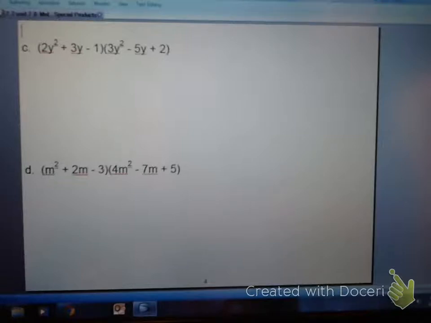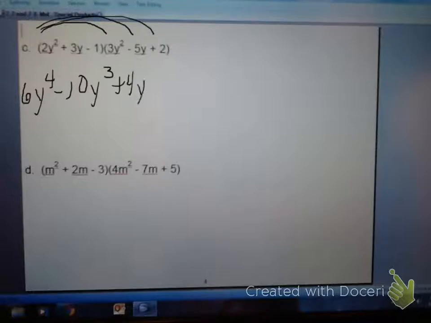In example C, it's a trinomial times a trinomial. So basically you're doing the distributive property 3 times. So you got to write real carefully. 2y squared times 3y squared is 6y to the 4th. Then 2y squared times a negative 5y. Now make sure your eyes focus on those two. That's a negative 10. y to the 2nd times y is y to the 3rd.